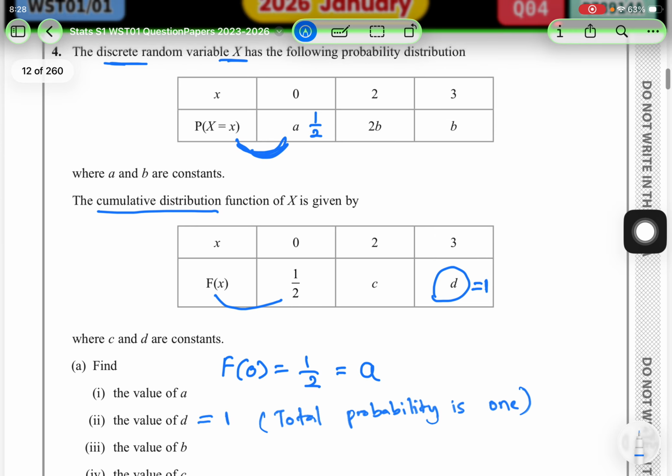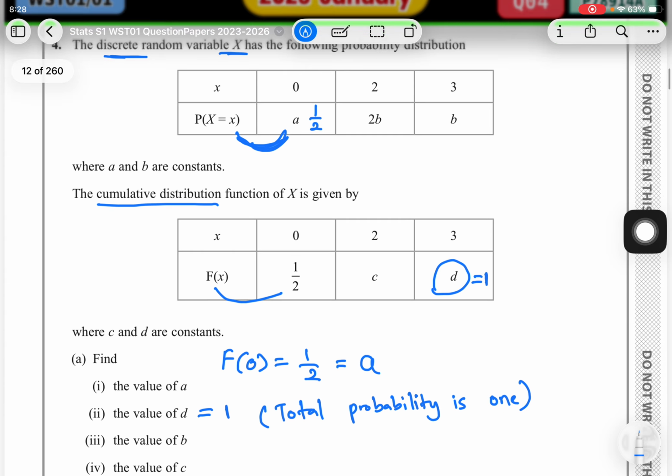Now we can go with b, using the same theory. We know this half plus 2b plus b will be 1. So 3b is half, so b is going to be 1 over 6. This is going to be 1 over 6, and this is going to be 2 over 6, which is 1 over 3. Now we have all the probabilities, with b equals 1 over 6.